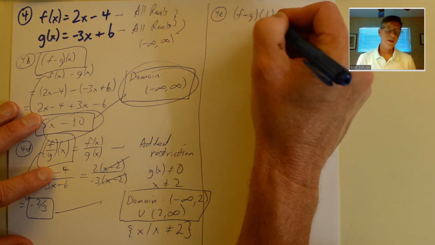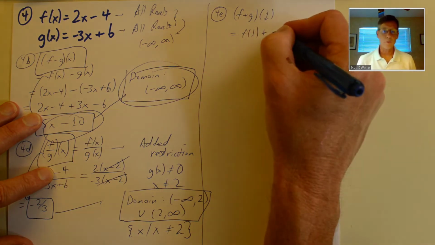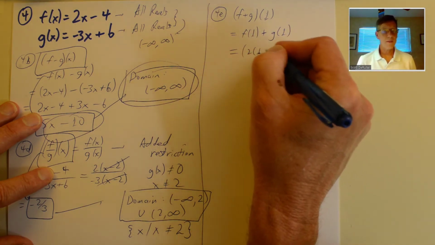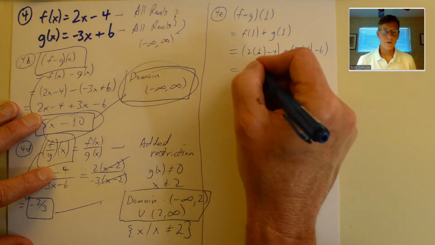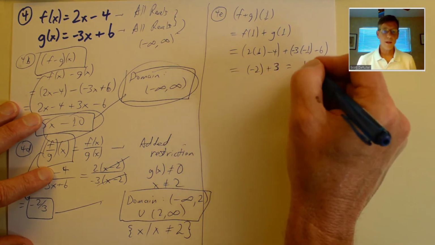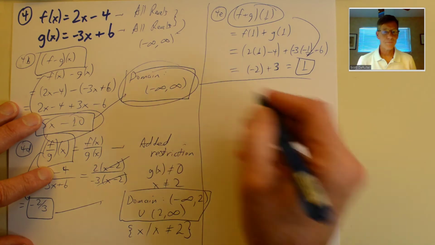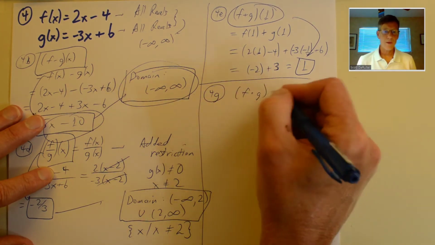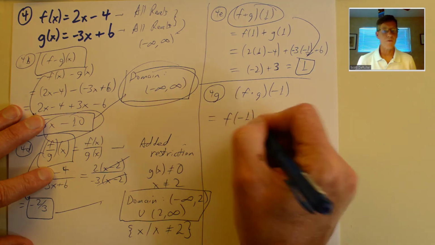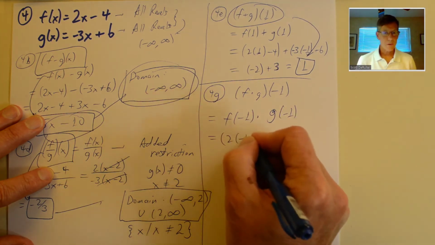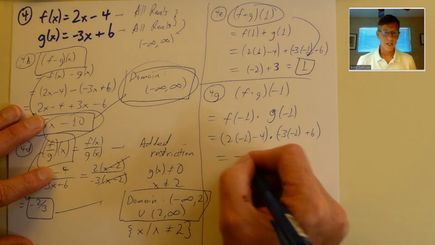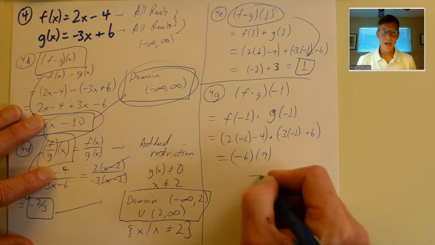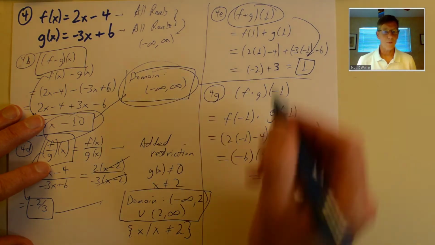All right, you can also just find these sums, differences, products, quotients at particular values, and you just find the separate functions at the given value, and then you can just combine them. So we find f at 1, g at 1, and then we just add them. Then we get 1. If we take a look at 4g, here we want to find the product of the two functions at -1, so we find them separately. So we evaluate them at -1, and when we plug -1 in for f, we get -6. We plug it in for g, we get 9, and so when we multiply those, we get -54.